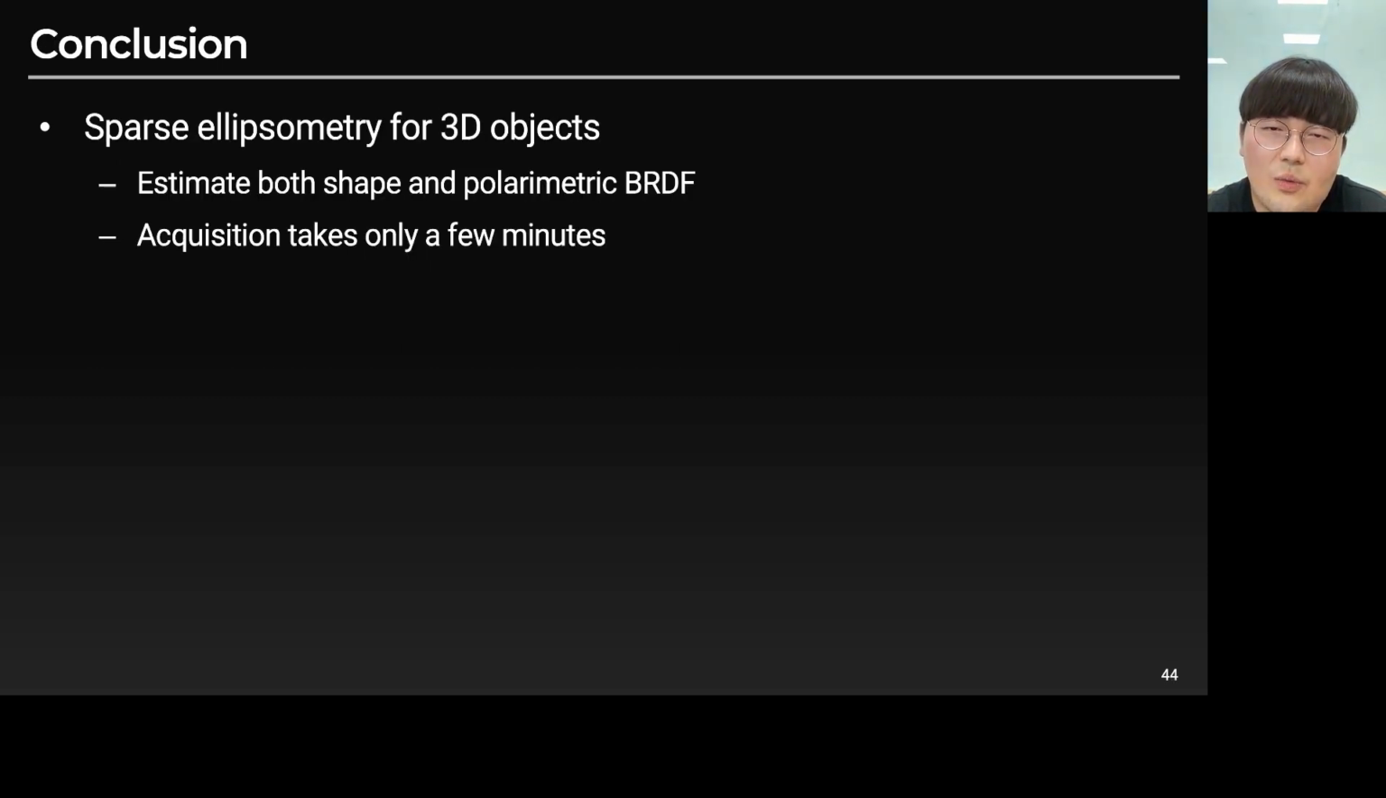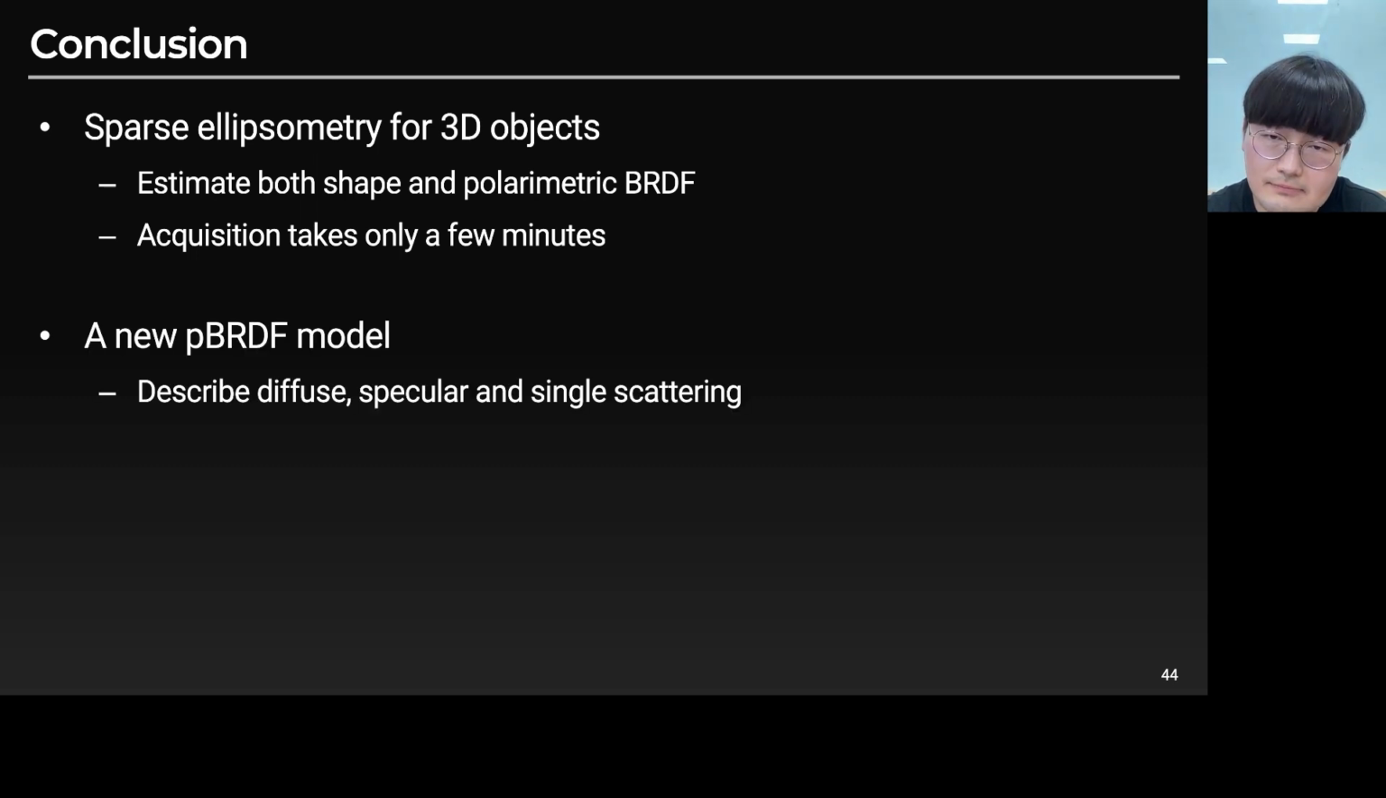In this work, we have presented sparse ellipsometry that can capture the shape and spatially varying polarimetric reflectance. The acquisition time is significantly shorter than the state-of-the-art image-based ellipsometry. We also proposed a new PBRDF model that accounts for diffuse, specular, and single scattering.